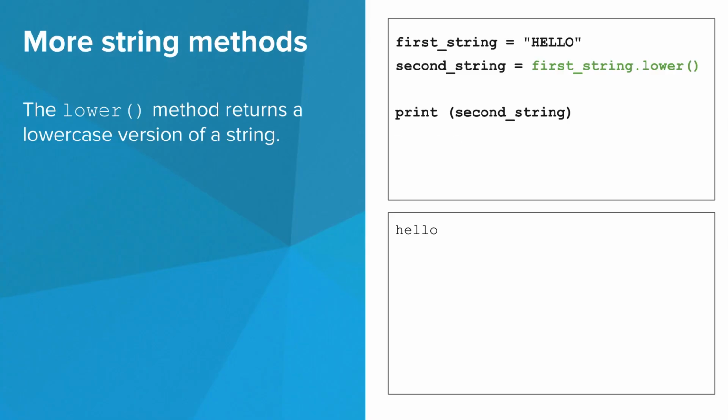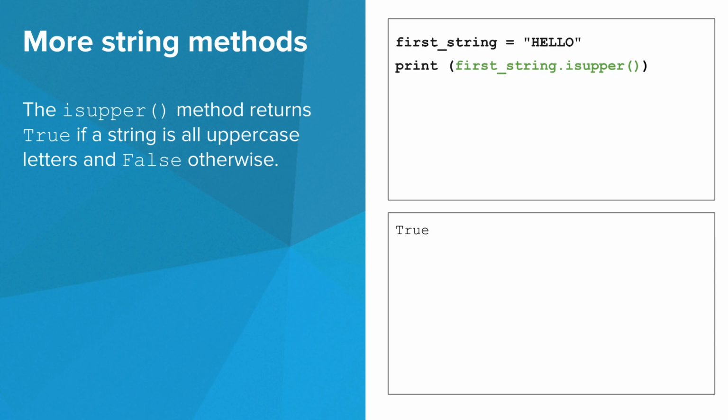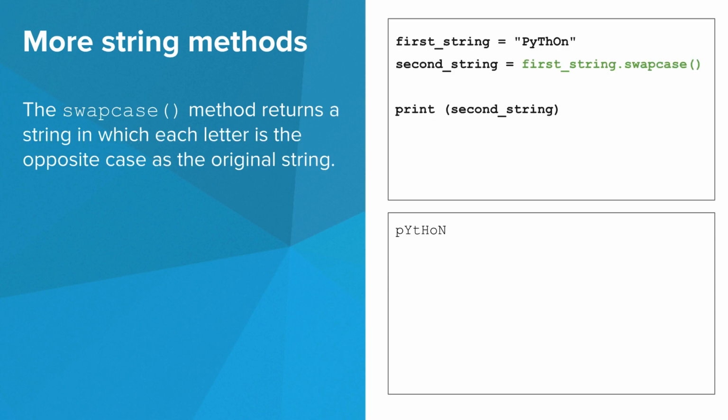As one would guess, in addition to the upper method, there is also a lower method, which returns a lowercase version of the string it's called on. The isUpper method returns true if a string is all uppercase letters and false otherwise. So in this case, firstString.isUpper returns true because first string consists of all uppercase letters. And then there's the isLower method, which returns true if a string is all lowercase letters and false otherwise. So in this case, firstString.isLower returns false. Next, you have the swap case method, which just returns a string in which each letter is the opposite case as the corresponding letter in the original string.